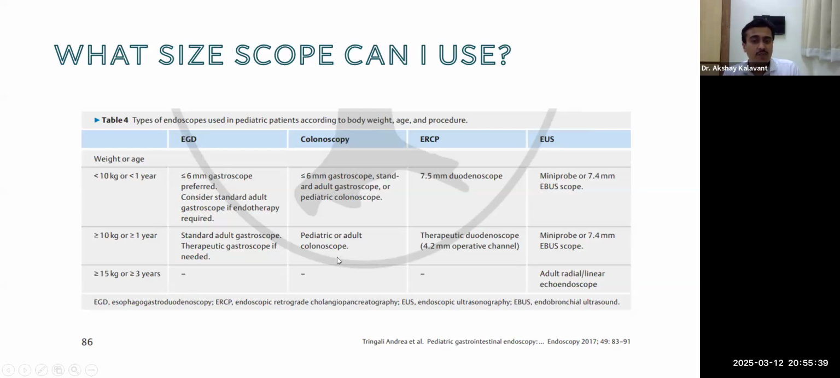And what about the colonoscope? There are dedicated pediatric colonoscopes available, but you can get away by using a pediatric upper GI endoscope for colonoscopy. It might look weird that we use the same scope from the top and from the bottom, but we do that. The only thing is that the upper GI endoscope will not be very sturdy. It will be a little softer, but that is okay for children because their colon is also softer.